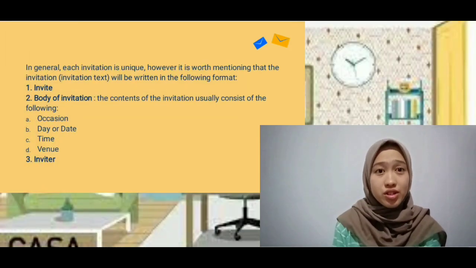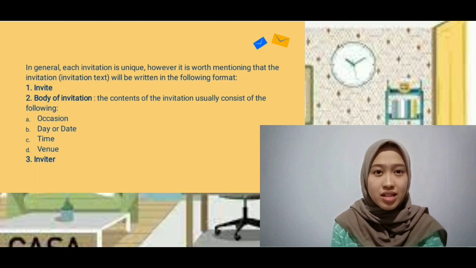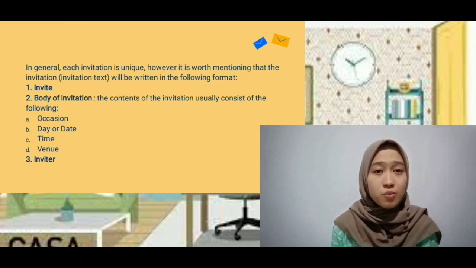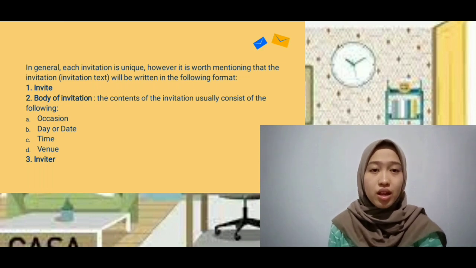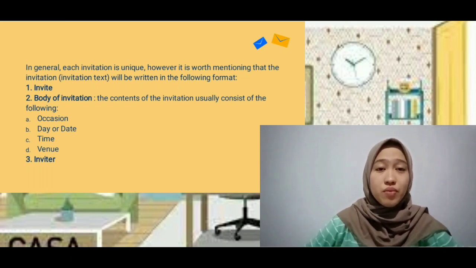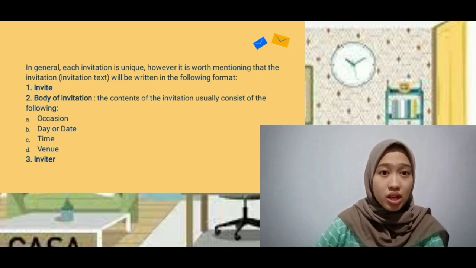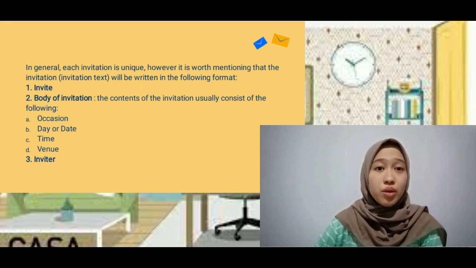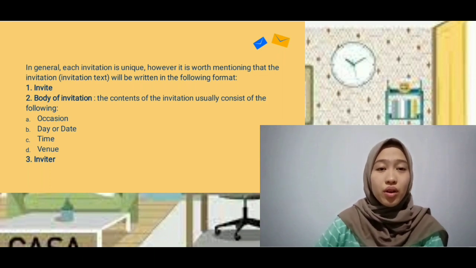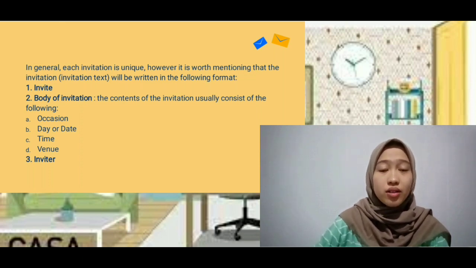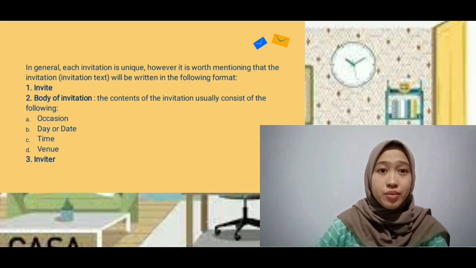A generic structure or schematic structure is the organization of sentences, phrases, or paragraphs in an invitation. In general, each invitation is unique. However, it is worth mentioning that the invitation will be written in the following format. The first format is inviting. On the topic of invitee or invitation, the meaning is about who is invited.